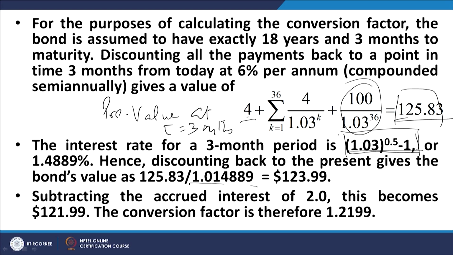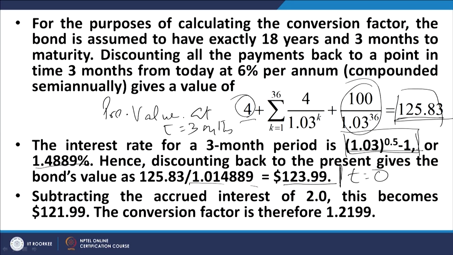It comes to 1.4889%. We discount this quantity at this rate for 3 months, and we arrive at this expression. So, this is the value of my bond at t equal to 0, but there is one more thing to be considered. Now, if you look at this quantity, this interest of $4, how much period does it relate to? It relates to a period of 6 months.